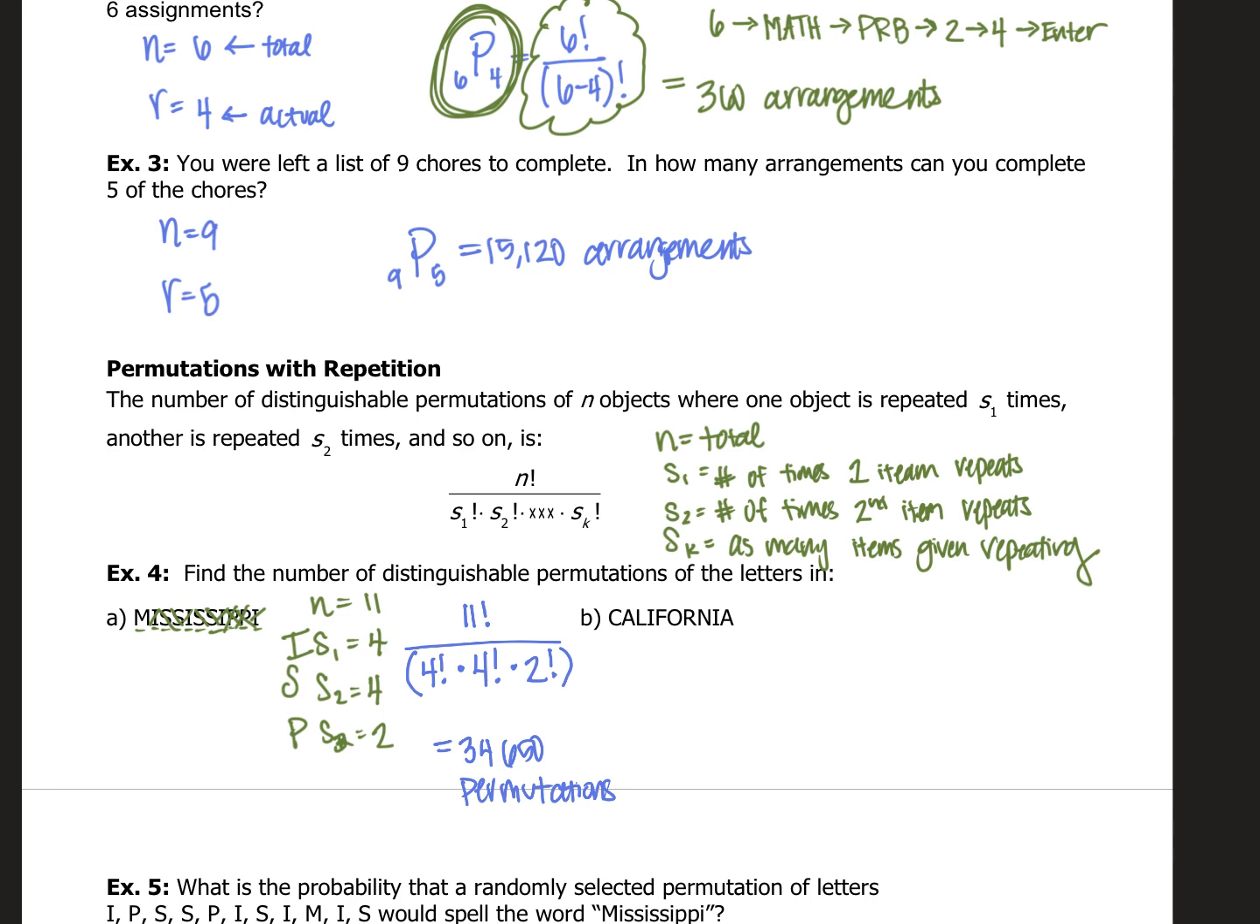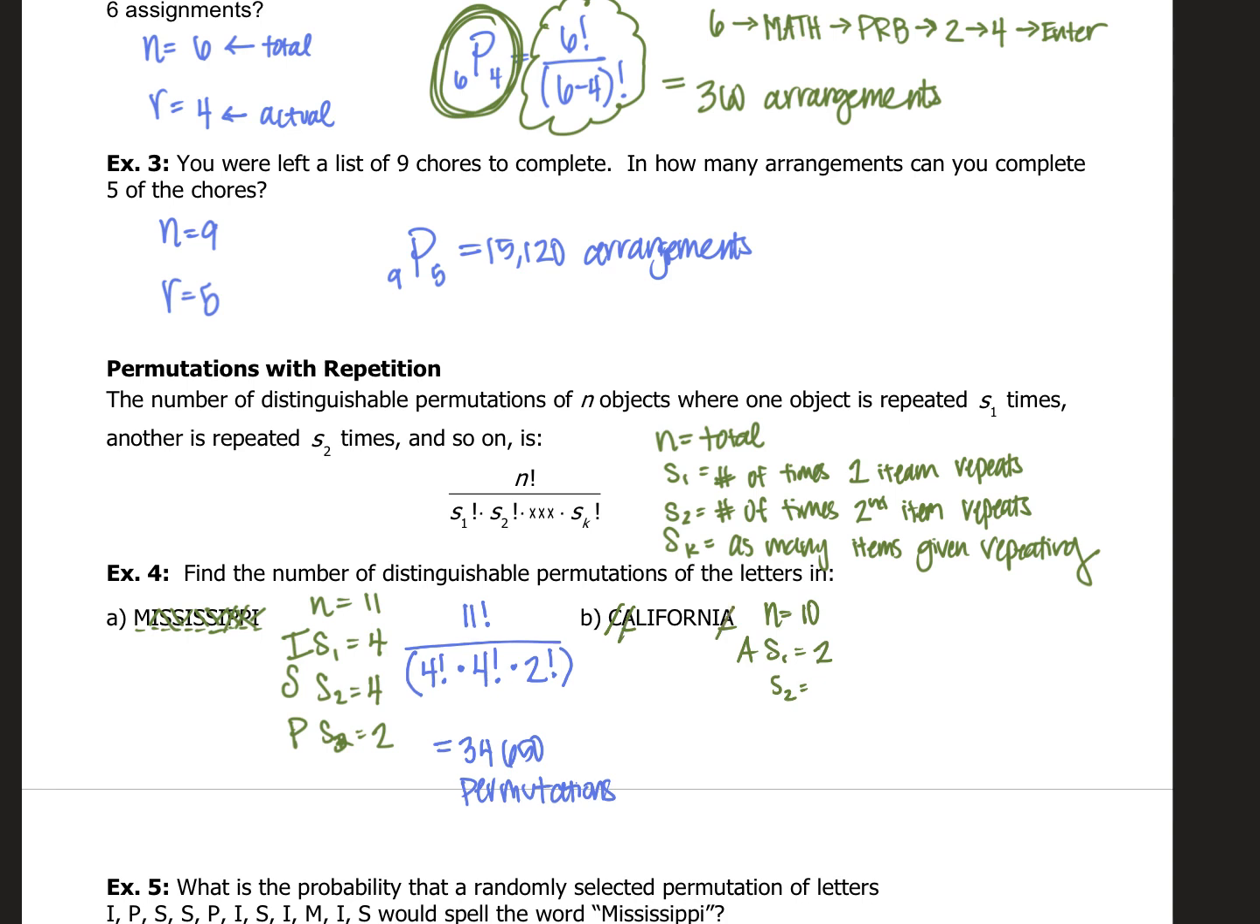Okay, let's look at B. Again, they're asking us to find the number of distinguishable permutations of the letters in the word California. So let's start with n. How many total letters are in the word California? I got 10. Now we're looking for those S's. I'm going to just write down 2 for now. We're looking for letters that repeat themselves. C doesn't repeat itself, so A's next. A repeats itself twice.